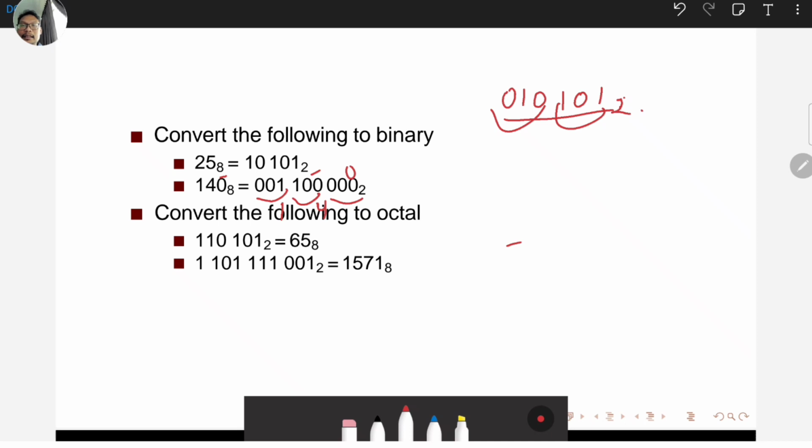Convert the following to octal. Given a binary, how do you get your octal from a binary? It's quite simple. You just have to separate it out into 3 parts. So 100 is 5, 110 is 6. And here is the same. So you have 4 parts there. This is a 1, this is a 7, this is a 5, and this is a 1. So 1571 base 8.